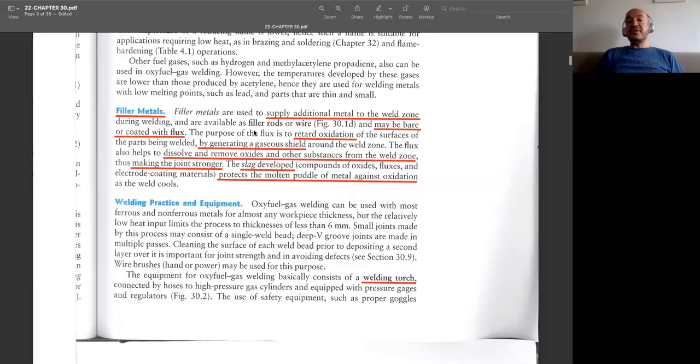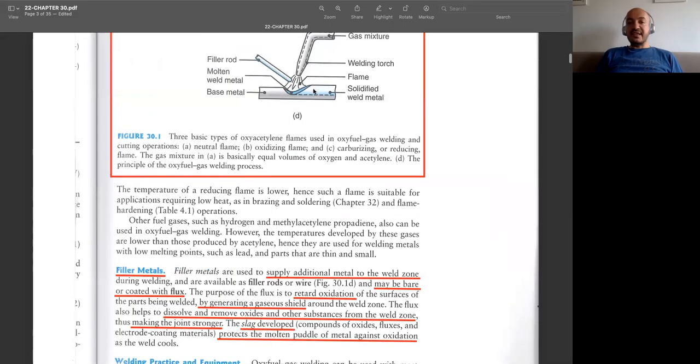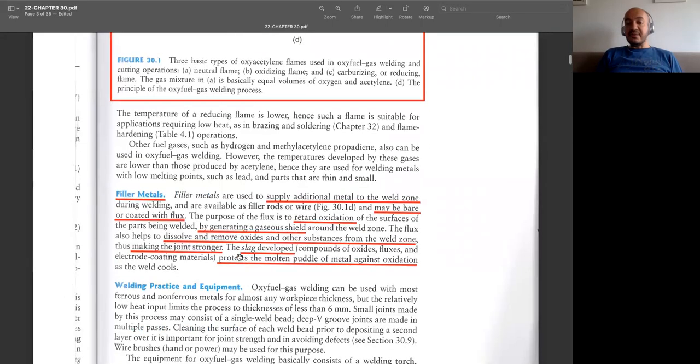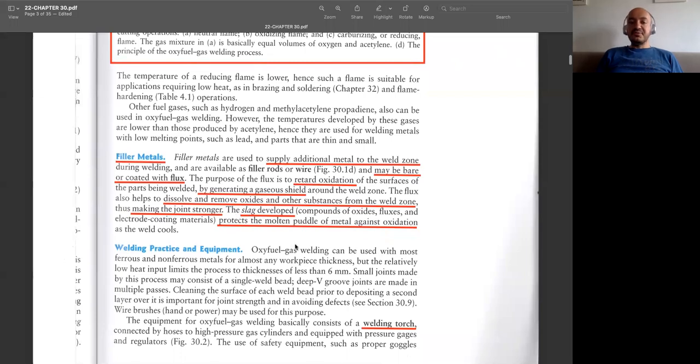But the thing is that if you are using flux, that means some amount of slag will be developed. Actually, slag is not shown here, but we will see in other types of welding operations that we have a little coating around the welding zone that is called slag, and that should be removed once your weld is solidified, once the temperature has decreased. And again, the slag is useful while your weld is cooling down. It again protects it from oxidation, and that is a nice feature of flux and slag.